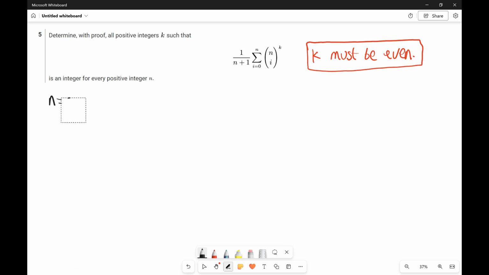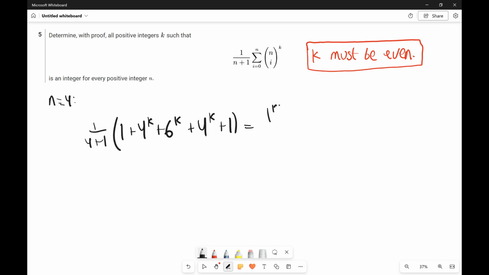So now what about n equals 4? Then we have 1 over (4 plus 1) times, again, 1 plus 4 to the k plus 6 to the k plus 4 to the k plus 1, which is equal to 1 plus 4 to the k plus 6 to the k plus 4 to the k plus 1, all over 5.